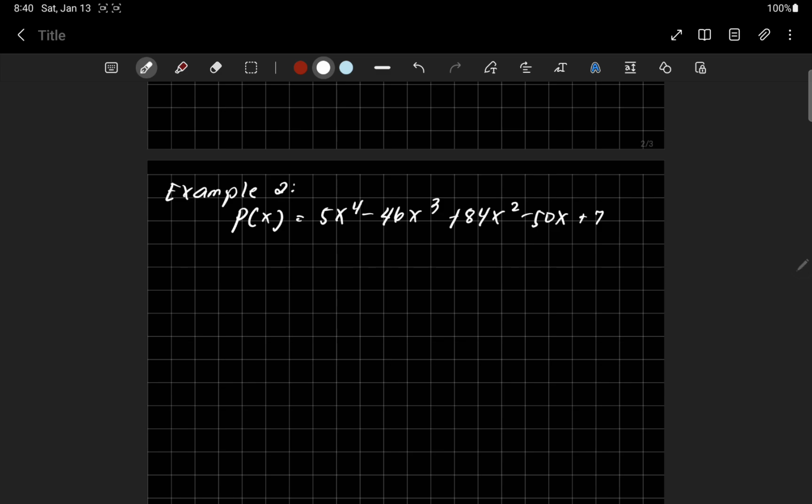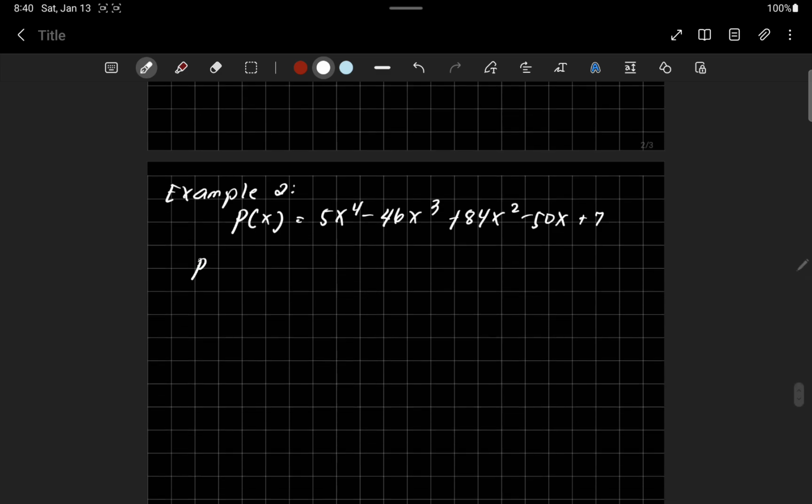Alright, for example number 2, we have p of x is equal to 5x raised to 4 minus 46x cubed plus 84x squared minus 50x plus 7. So, it's already written in standard form. So, let's proceed with step 2, getting all the possible rational roots.